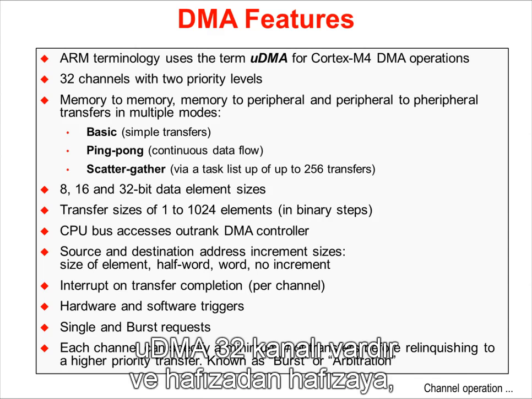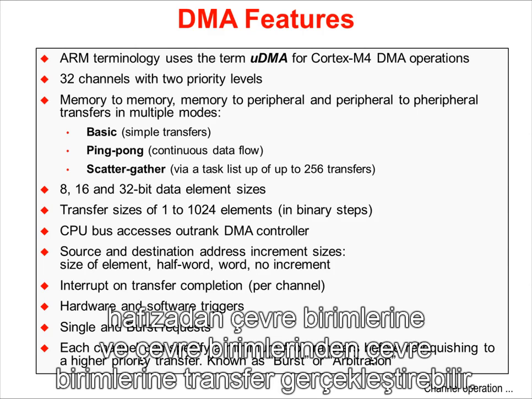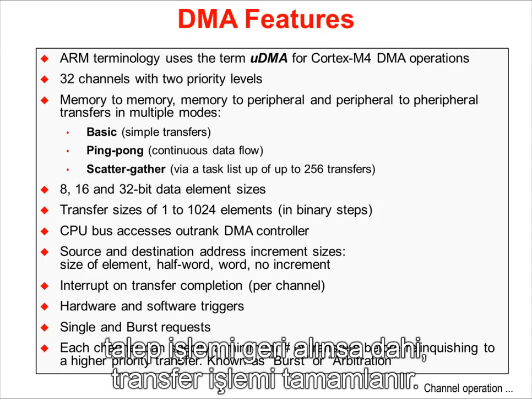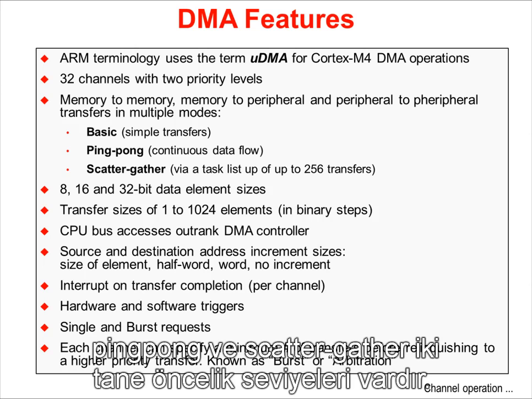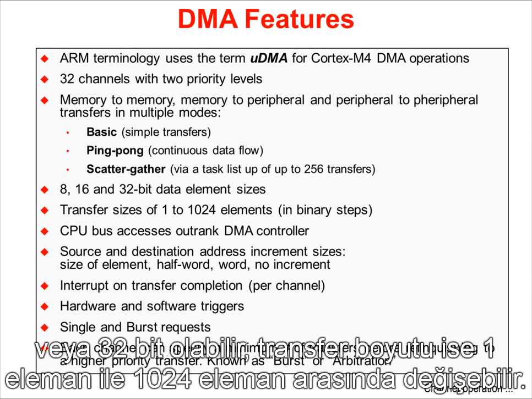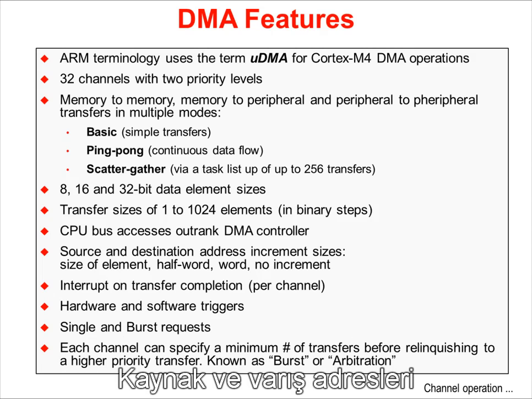The micro-DMA has 32 channels and offers memory-to-memory, memory-to-peripheral, and peripheral-to-peripheral transfers. Available transfer modes are Basic, Auto, where the transfer completes even if the request is removed, Ping Pong, and Scatter-Gather with 2 priority levels. Element sizes can be 8, 16, or 32 bits, while transfer sizes can be 1 to 1024 elements in binary steps.